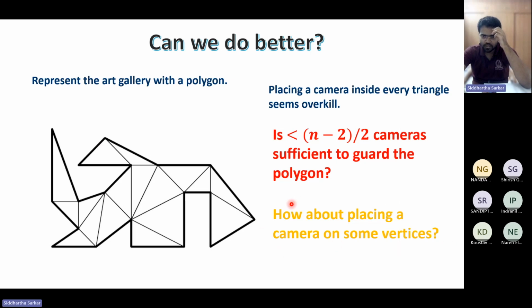So how about placing cameras on some vertices? The vertices are even better. Like for example, this vertex is able to cover all the triangles that are incident on this vertex. So this vertex has how many incident triangles? 1, 2, 3, 4. Okay, this vertex has so many incident triangles. So if I put a camera here, so many things can get covered at a time. So it looks like that even (n minus 2) by 2 is not tight. We can get the job done with fewer number of cameras.